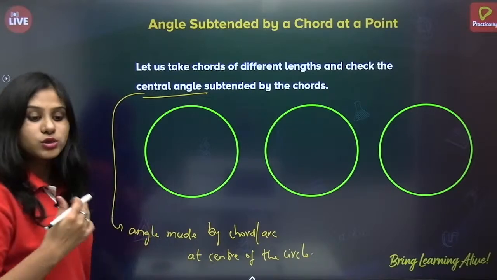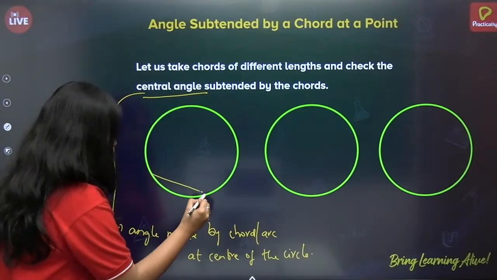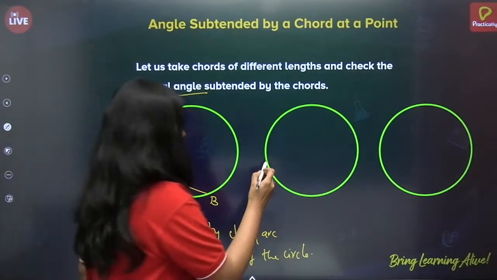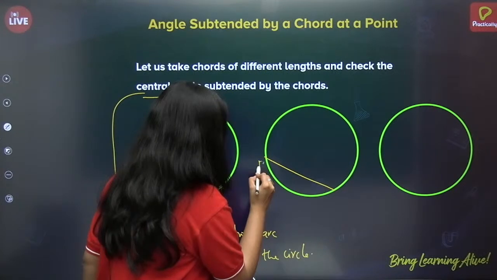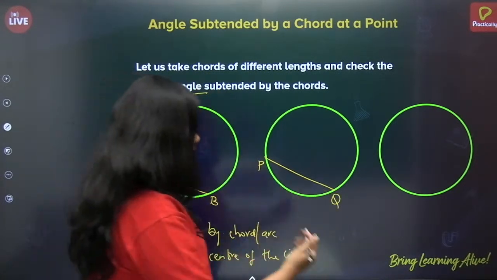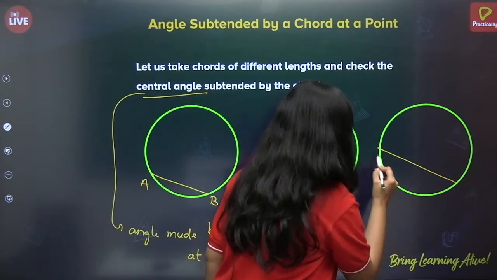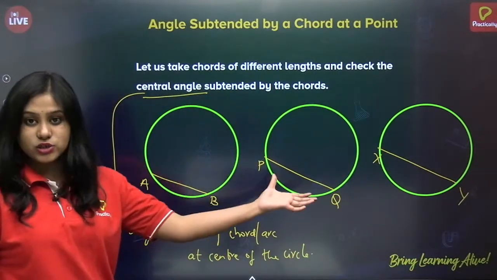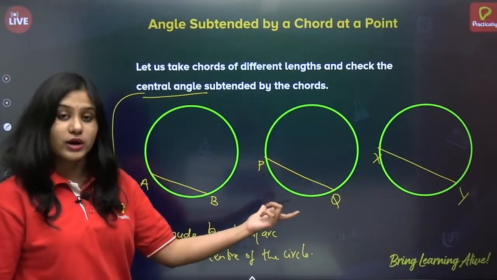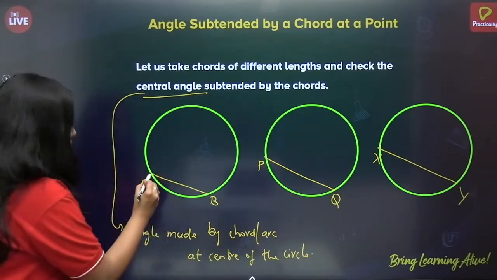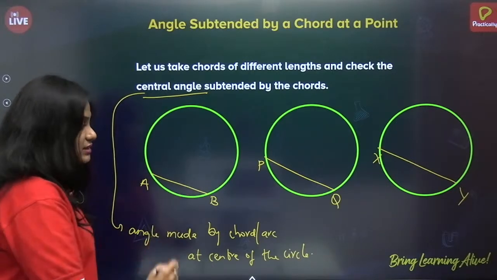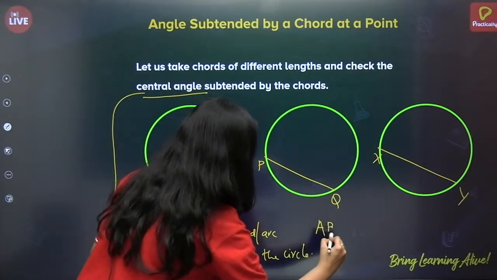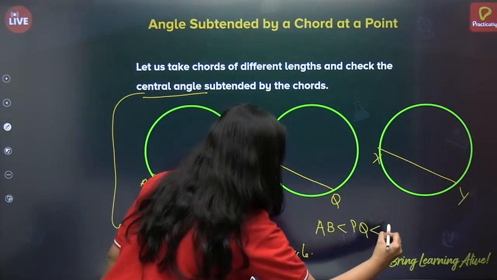Let us take chords of different length. So let me take this as AB, and in the next one let me take a bigger chord, or the chord which has a greater length. Next, one more, X, Y. So here we are seeing three different conditions where the length of the chord is different, correct? So in this, length of AB is less than PQ, which is less than XY.